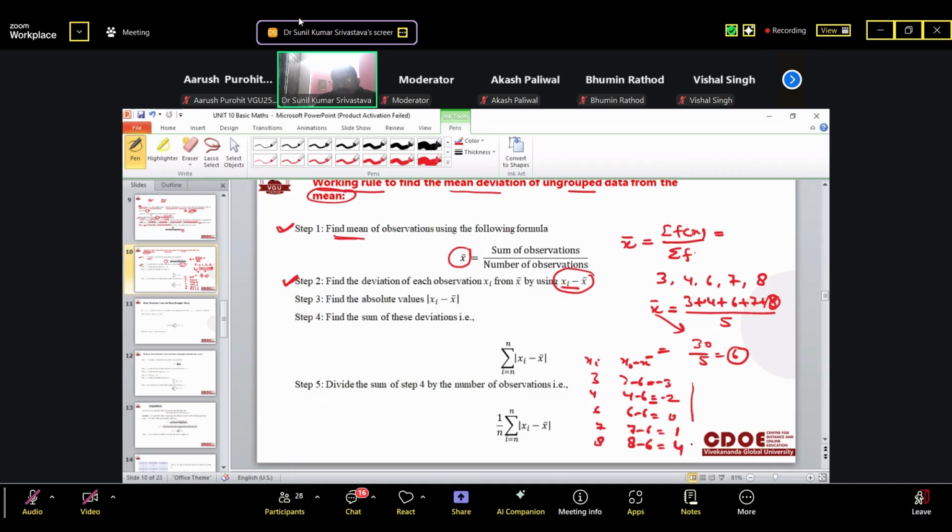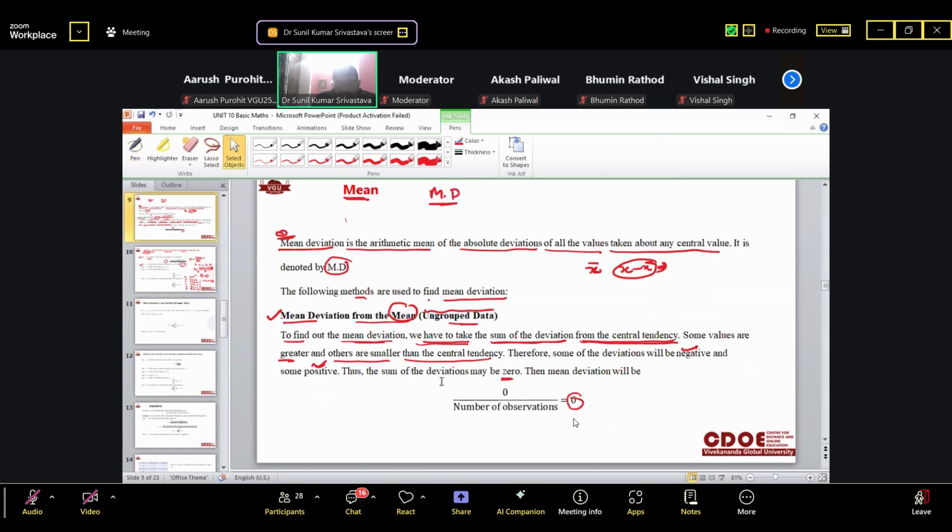Now we have to sum. Minus 3 minus 2 is minus 5, plus 1 plus 2 is 3, so the sum here is close to 0. It may be 0 or not. I explained this in our previous PPT and also mentioned it here: some of the deviations will be negative and some may be positive, and the sum of the deviations may be 0, not exactly, but maybe 0.